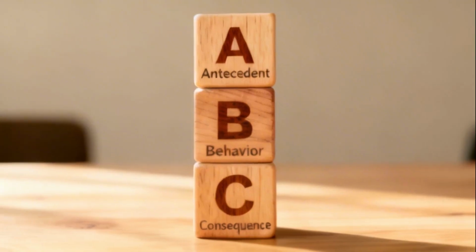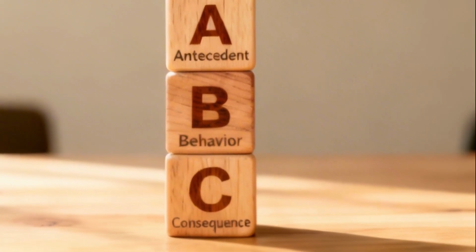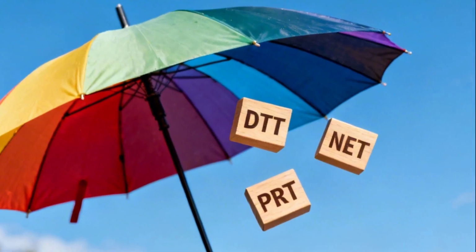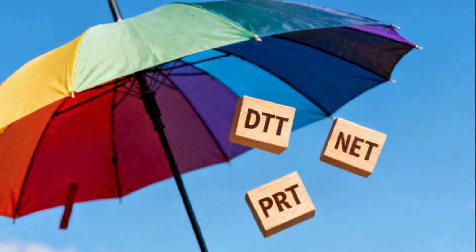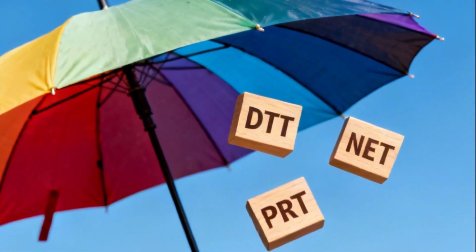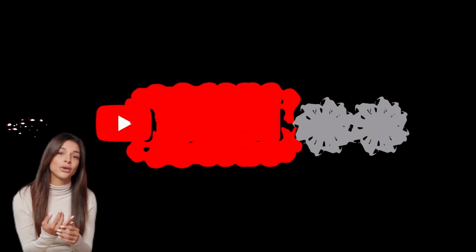And now, you do. You know what ABA is and where it comes from. You know how ABC data gives you insight into the why behind behavior. You understand the difference between DTT, PRT, and NET, and when each one is most useful. That knowledge changes the conversations you have with your child's team, and those conversations change outcomes.